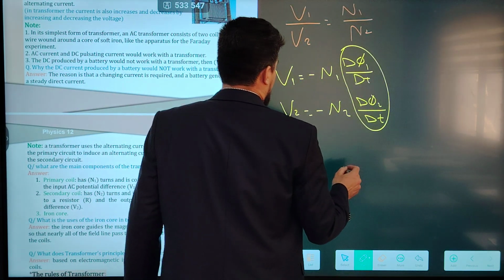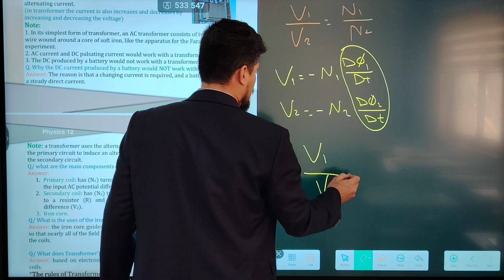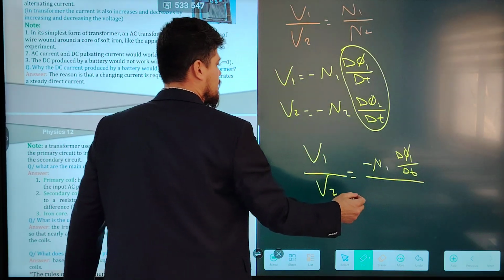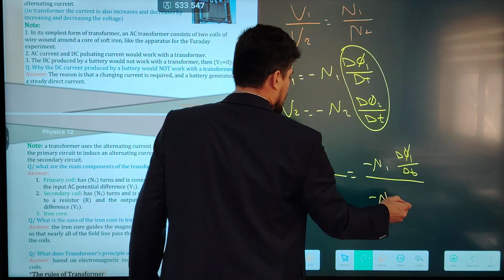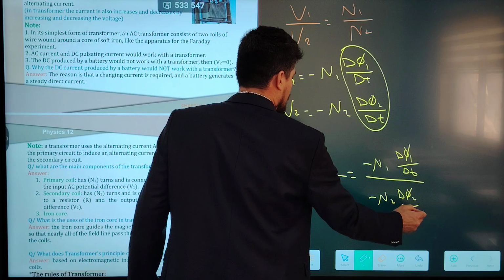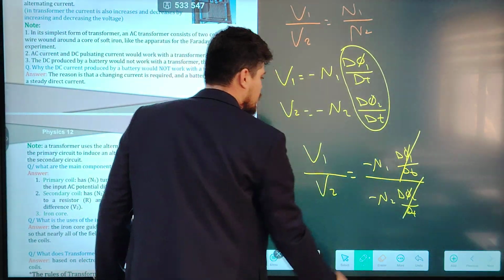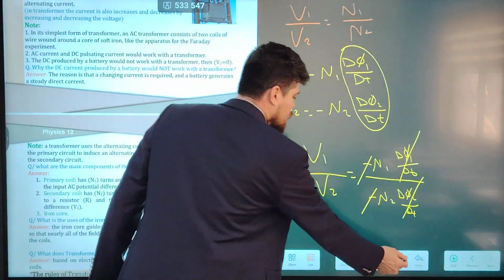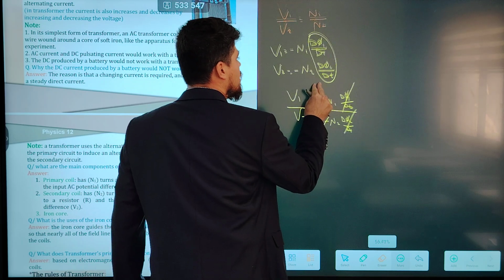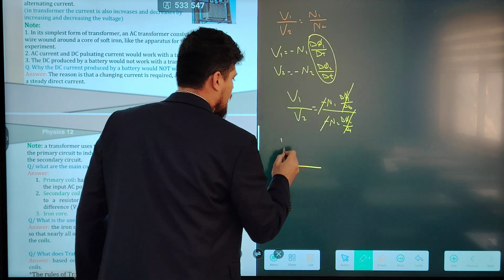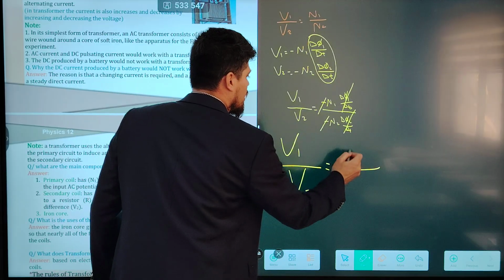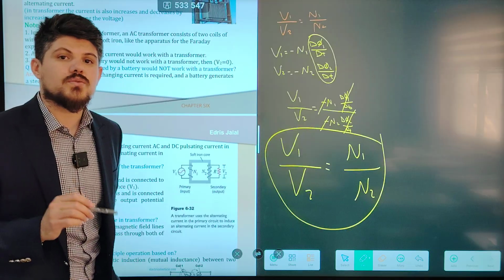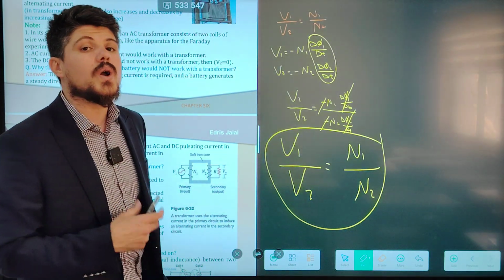Look, guys, V1 over V2 is equal to what? V1 is negative N1 times the time rate of change of flux in the primary circuit, and V2 is negative N2 times the time rate of change of flux in the secondary coil. These two time rates of change of flux cancel each other. Negative with negative cancel. What does remain? Guys, look, what remains on this side? V1 over V2 equals N1 over N2. What is this? This is the equation of the transformer, relating V1, V2, N1, N2.